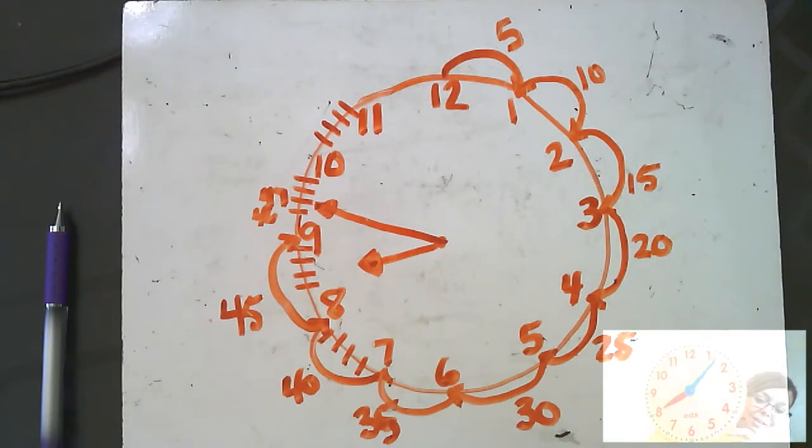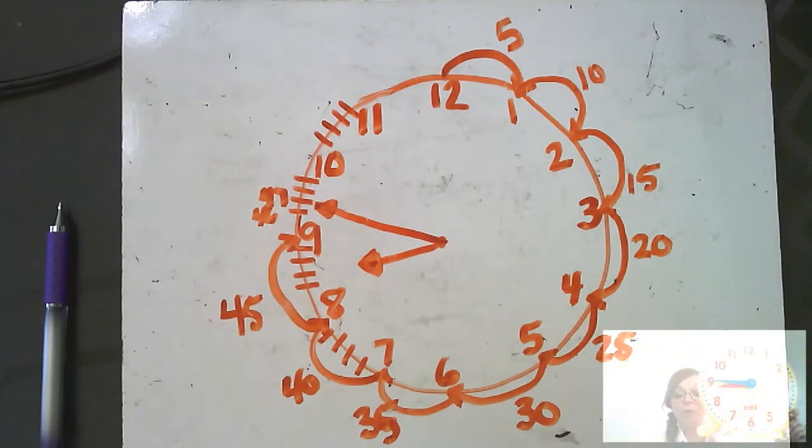5, 10, 15, 20, 25, 30, 35, 40, 45, and as you can see, the hour hand right here is in between the 8 and the 9.